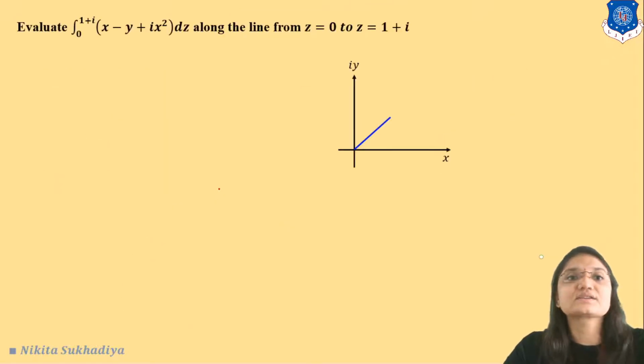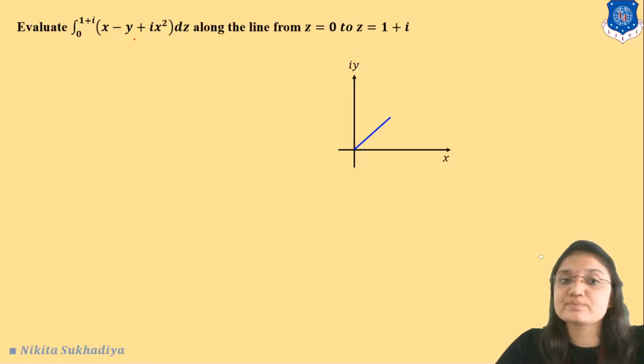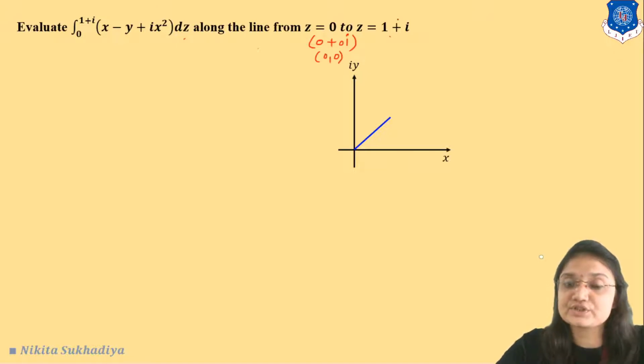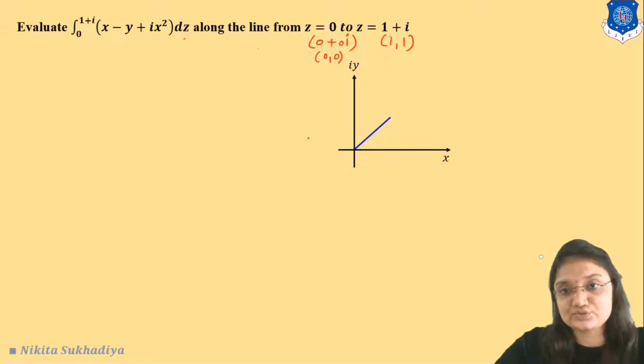Let us understand with an example. Here you are given: evaluate the integral from 0 to 1 plus i of (x minus y plus ix squared) dz along the line from z equal to 0 to z equal to 1 plus i. Here z equal to 0, what is the meaning of z equal to 0? That is 0 plus 0i, so this is the point (0, 0). And what is the meaning of 1 plus i? Here x is 1 and y is 1. So these are our points (0, 0) and (1, 1).